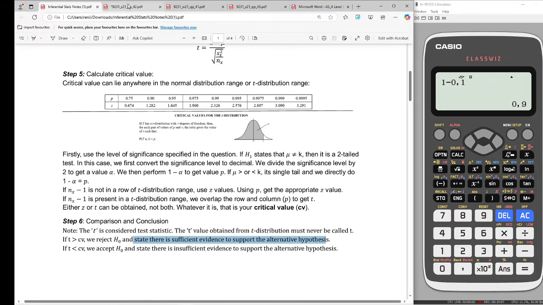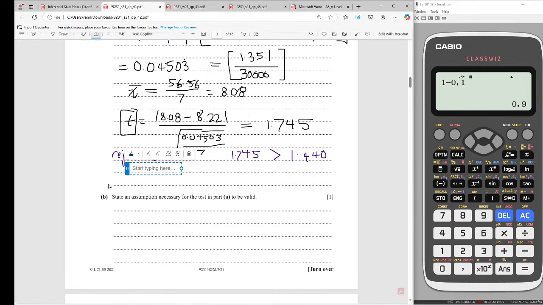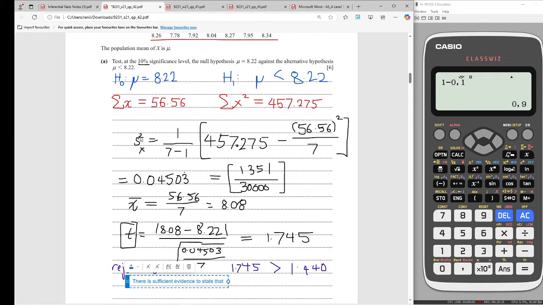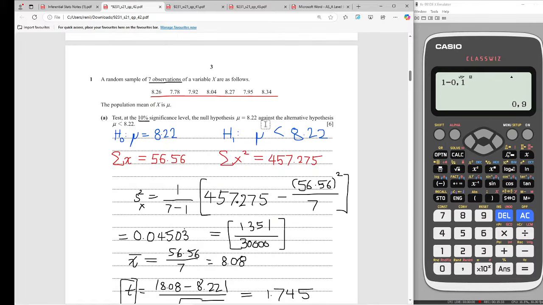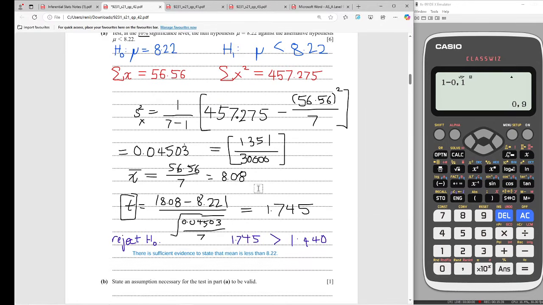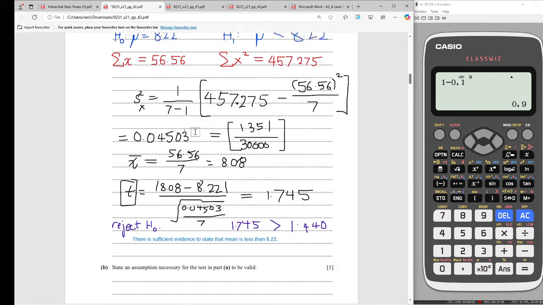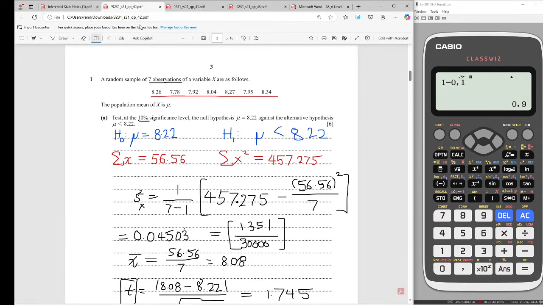there is sufficient evidence to support the alternative hypothesis, or in other words, there is sufficient evidence to state that the mean is less than 8.22. In reality we just need to write this part, but it's difficult to write that on a keyboard, and that's your answer right there. So that's for a single sample test.